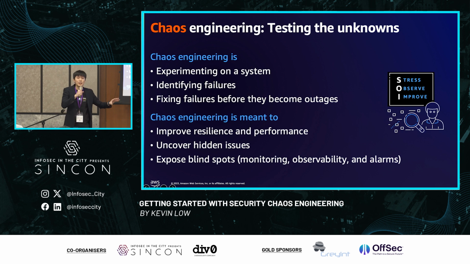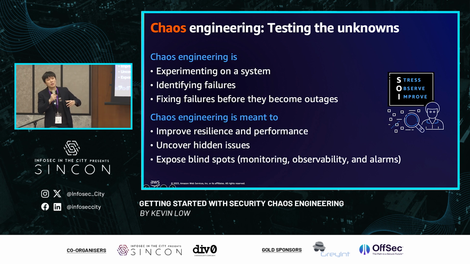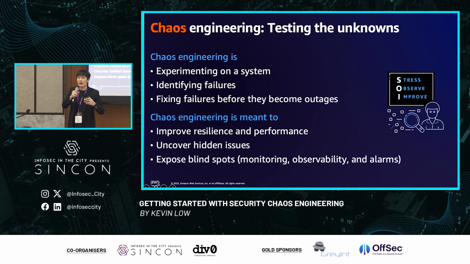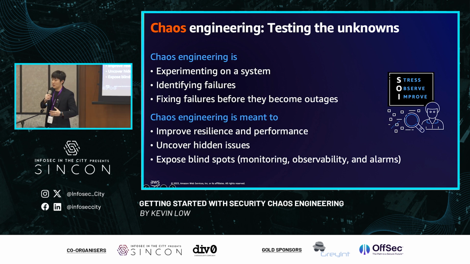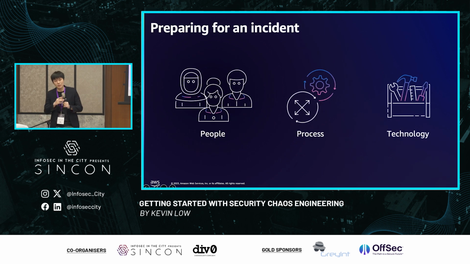And from a security perspective, the key blind spots that we can consider are monitoring, observability, and alarms. I've spoken to a lot of CISOs and a lot of customers. Their first big question is, do I have enough visibility over my AWS environment? So now we know what chaos engineering is, right? Now, how do we merge this with security?